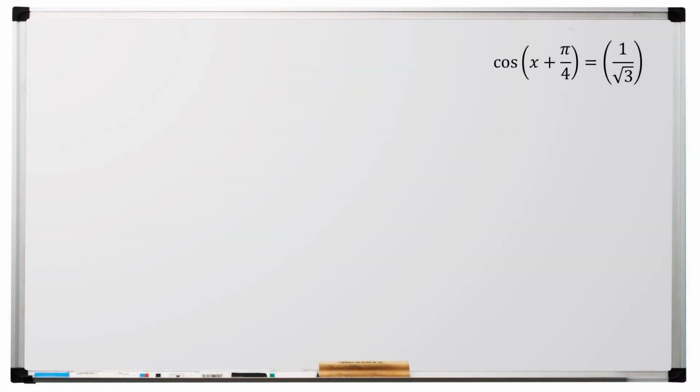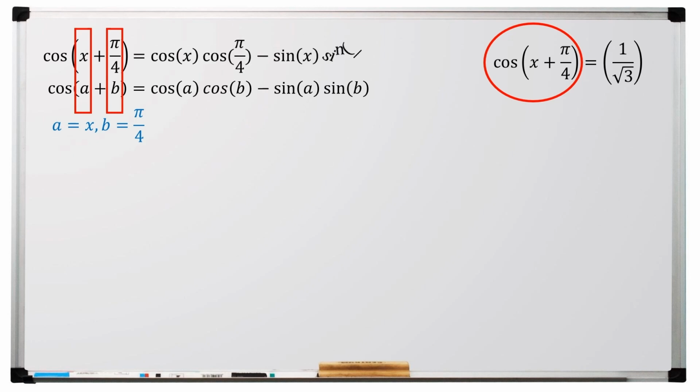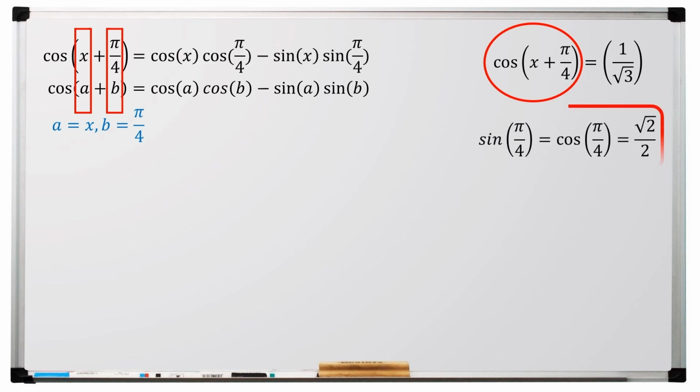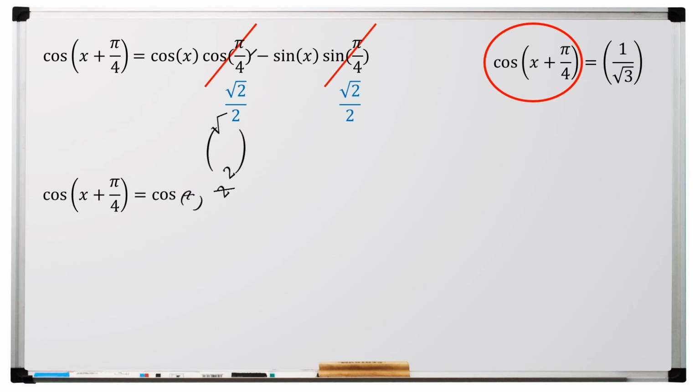From the question, we have this equation. First, let's focus on the left side of the equation. As we've learned from the materials, we can simply substitute x and pi over 4 in place of a and b, respectively. We already know that sinus and cosinus of pi over 4 are both equal to square root of 2 over 2. Let's substitute these values in. We obtain this equation.